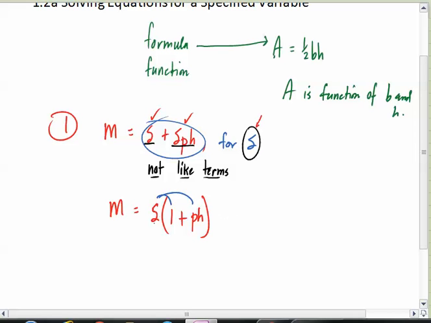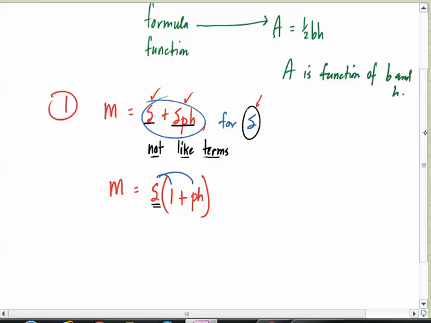Now, look what I've done. I've actually gotten S in one location. They want me to solve for S, so I've gotten S in one spot. Now, that's most of the battle right there. So now what am I going to do to get S alone? I'm going to divide by what's being multiplied times the S. They divide, multiply, they undo each other, right? This is the division property of equality.